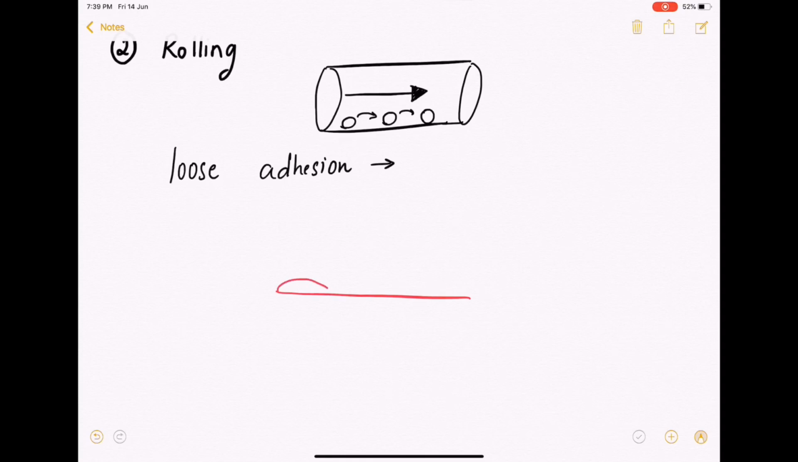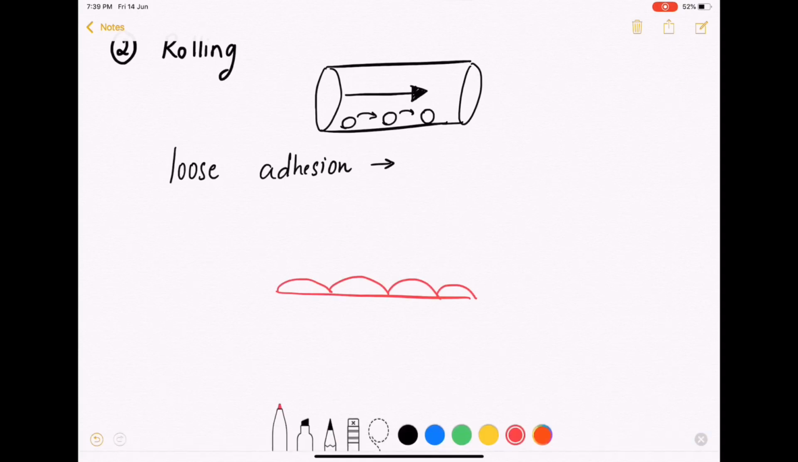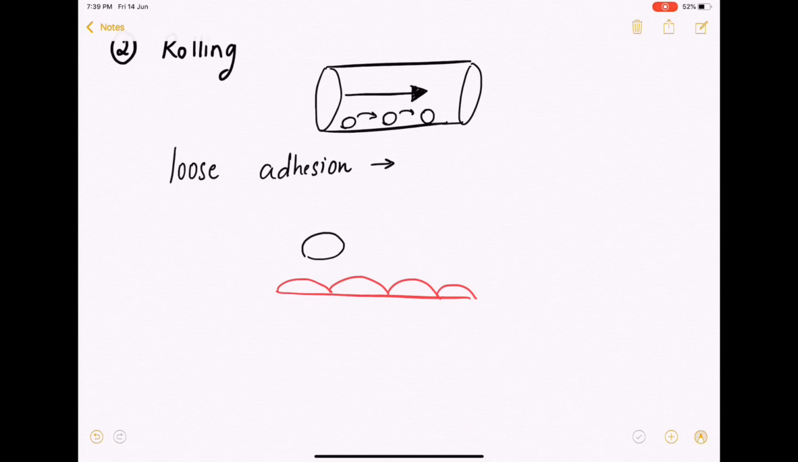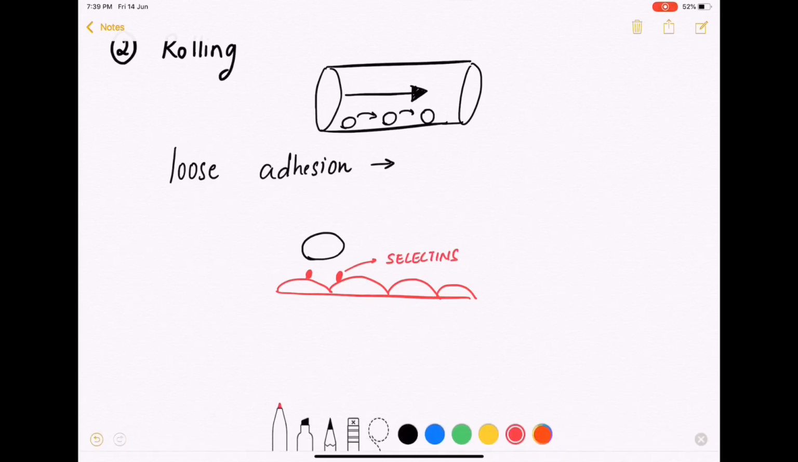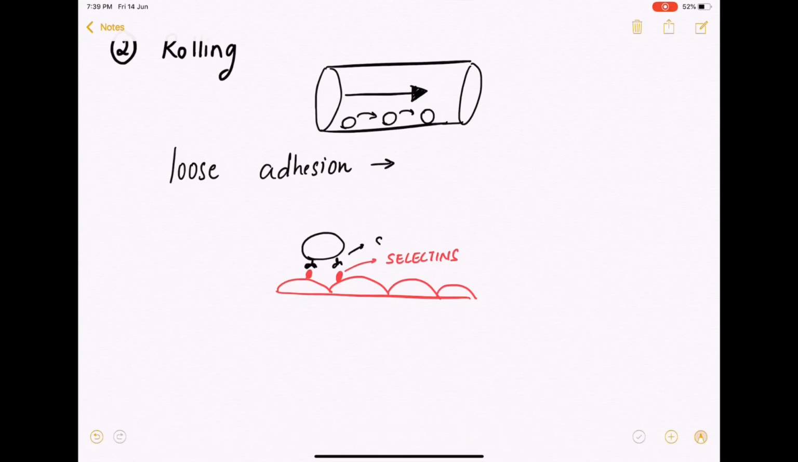So let's say this is our endothelial cells, and these are our WBCs. On the endothelial cells, we have a few adhesive molecules which are called selectins. And we have the complementary molecules present on the WBCs called sialyl Lewis X. So it is the interaction between these two molecules which brings about loose adhesion, and thus there is rolling.